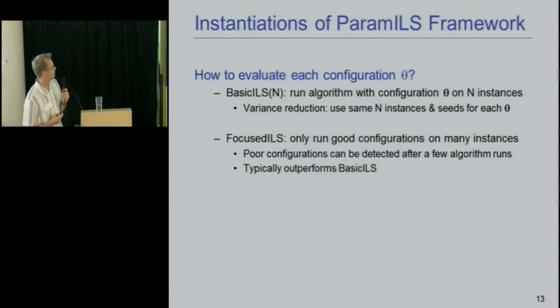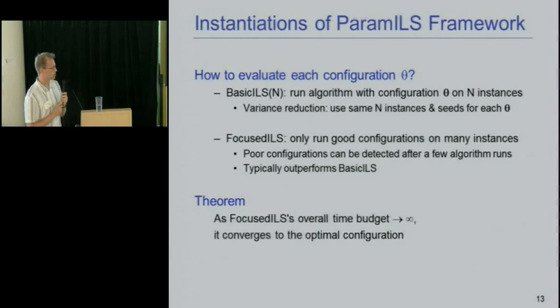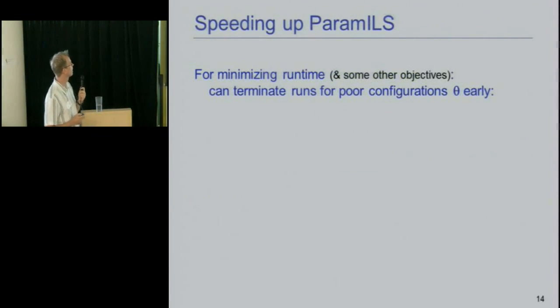The second instantiation is called FocusILS, and that only runs many instances for the good configurations. If you have a poor configuration, there is no need to run 1,000 instances on it. If it is really, really bad after a couple of instances, you know this is not going to go anywhere. I'd rather move on to some other configuration that might be much better. And also for FocusILS, we can prove a theorem that, as time goes to infinity, it converges to the optimal configuration.